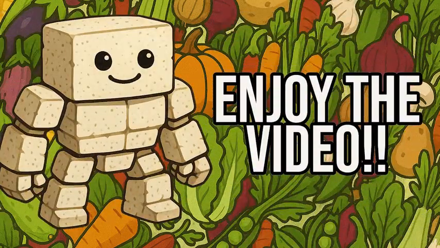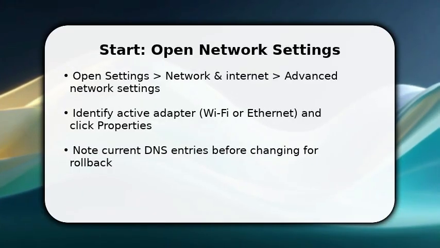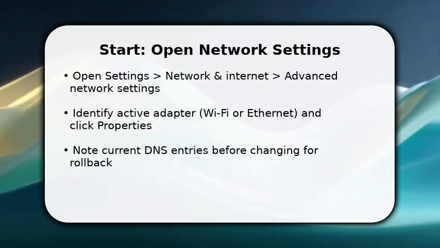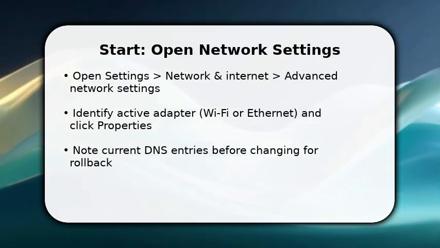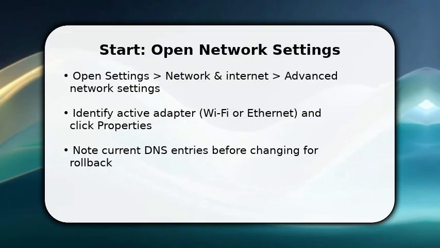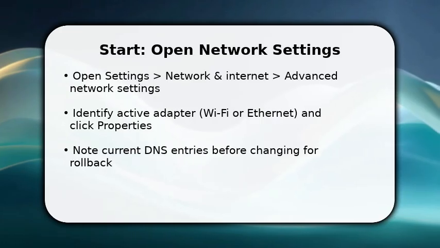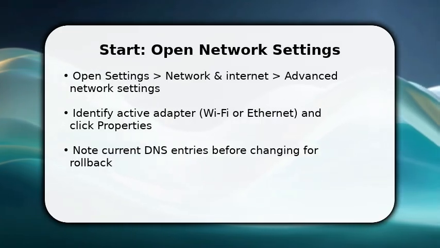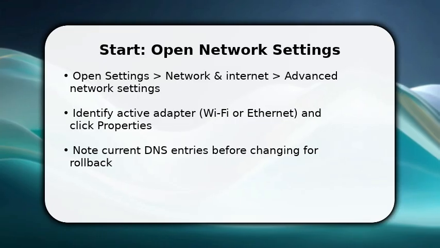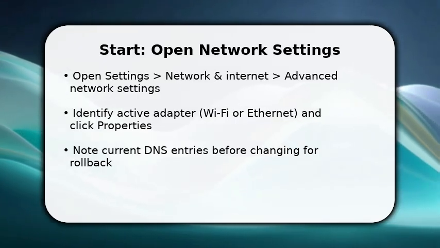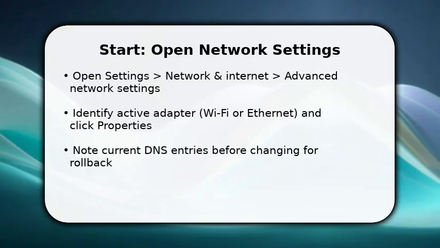Please enjoy the video. You begin by opening Settings and navigating to Network and Internet, then Advanced Network Settings. This puts you directly at the adapters. Once there, locate the active adapter, Wi-Fi or Ethernet, and click Properties to reach IP settings. Make sure to note any existing DNS addresses so you can revert if needed.